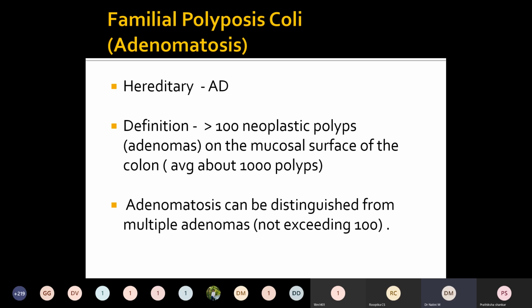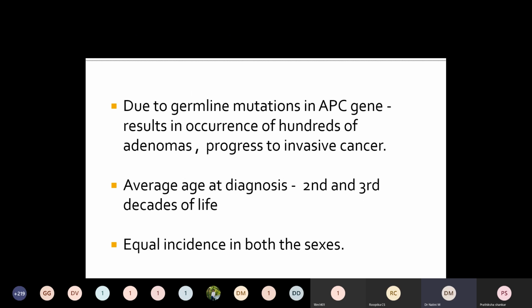This should be distinguished from other multiple adenomas. Other multiple neoplastic adenomas usually do not have more than 100. But the familial one does have more than 100, or hundreds of them. The etiology here is the germline mutation in the APC gene, which progresses to adenomas and then to cancer. We'll talk about the pathogenesis a little later.